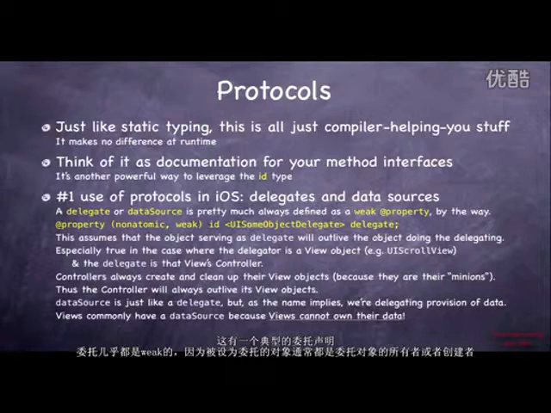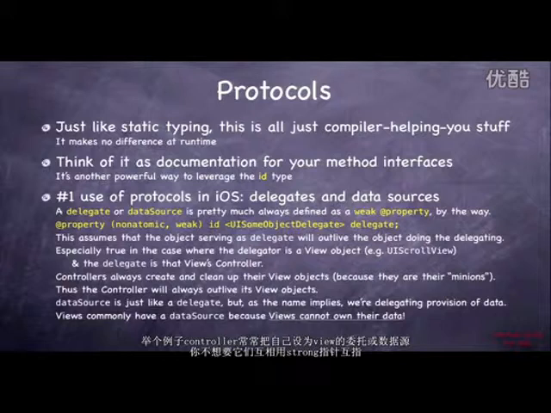So here's a typical declaration of a delegate: @property, nonatomic, weak. We almost always have delegates be weak, because the object that is being set as the delegate usually is the owner or the creator of the object that is using the delegate. For example, in the view case, we know that the views are the minions of the controller.